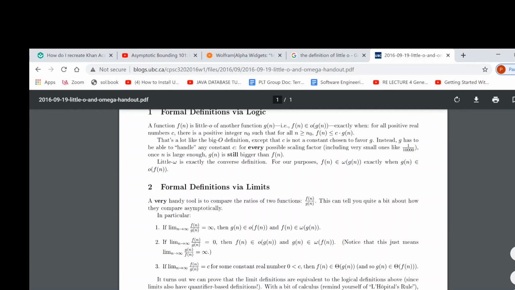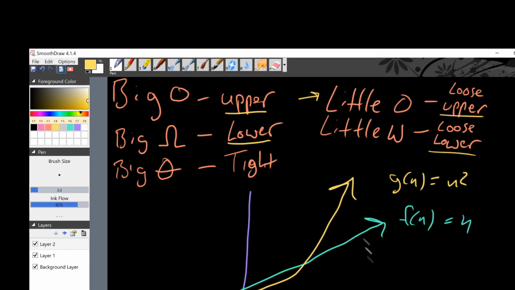The main difference right here is that it's for all positive real numbers c. That is really the main difference between little o and big O. And what we're saying again, remember, before we had a line, and then we had another line, and then we had another line. They were all different. One might be 2n, one might be n, and one might be half n.